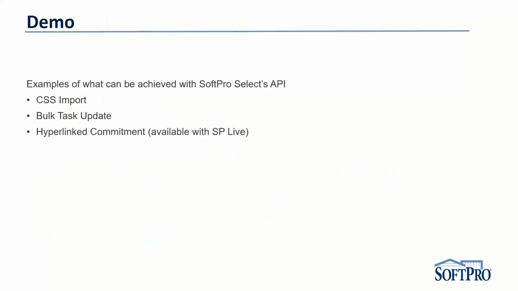All right, so again, I'm going to walk through a few demos of different tools that we've created using the Select API. Again, these are just examples of what can be done. It certainly can go further. The first one is a CSV Import Tool. As I mentioned before, I'm going to change so that we see Select. You should all be seeing Select now.